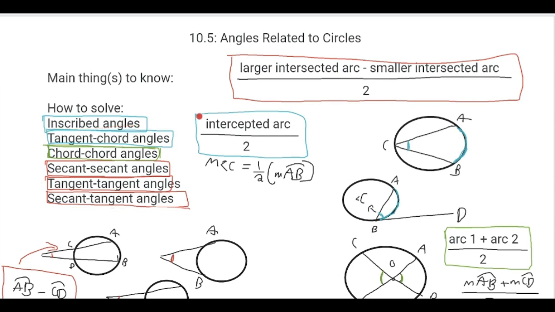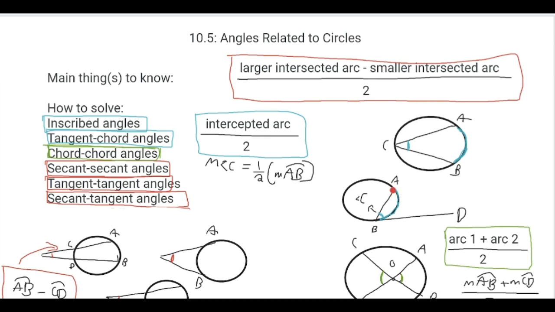Inscribed angles. So usually inscribed angles, they look like this right here on this picture. And the easiest way to find these is to just take half of the intercepted arc. So in this case, to find the measure of angle C, we just take half of the measure of the arc AB, which it intersects. Quite simple, right?